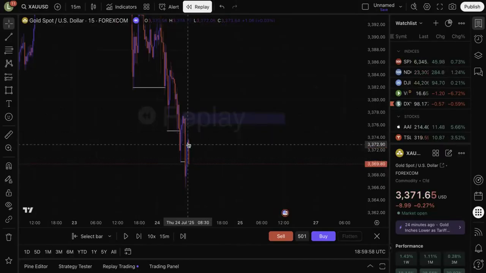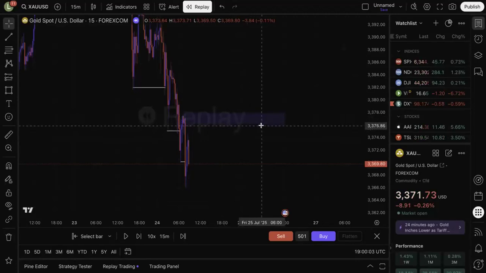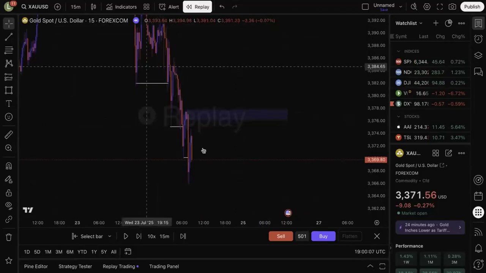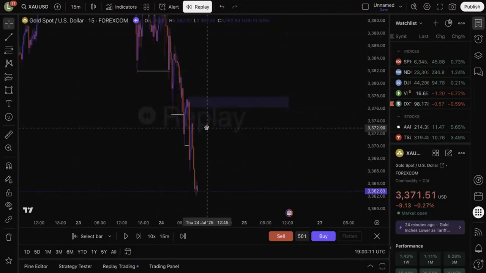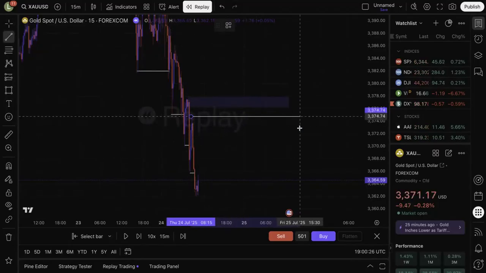After this pullback, price started retracing to the upside. Price never came to our order block here. This is our order block where price never came. Then let's replay what the market does. After this pullback, the market creates another break of structure from here. The market broke this structure. So now what happens? This area here is our inducement.